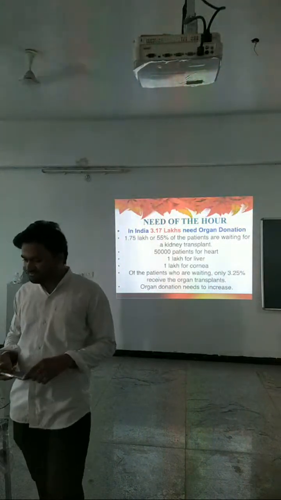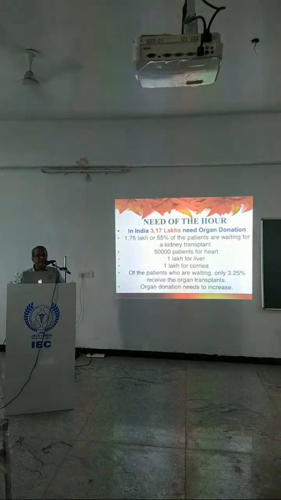And out of these 3.25 lakh, 80% are living related, so they are out of emotional attachment: mothers, fathers, wives. Unrelated or cadaver transplants are 20%. Unrelated transplants have been very few because of this act.